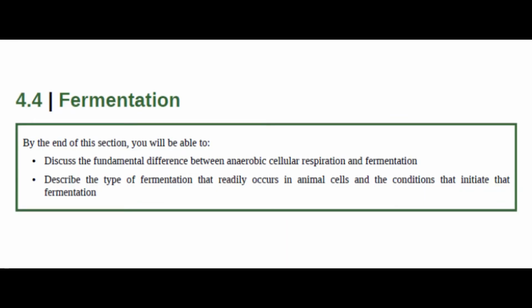By the end of this video, you will be able to discuss the fundamental differences between anaerobic cellular respiration and fermentation, and describe the type of fermentation that readily occurs in animal cells and the conditions that initiate that fermentation.